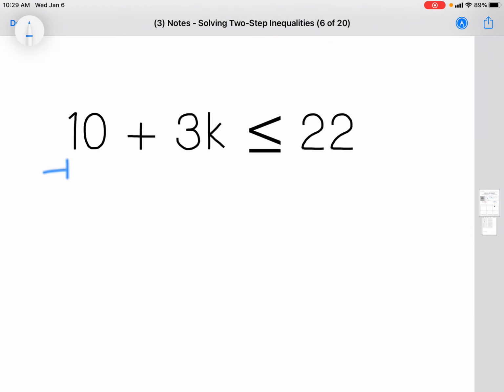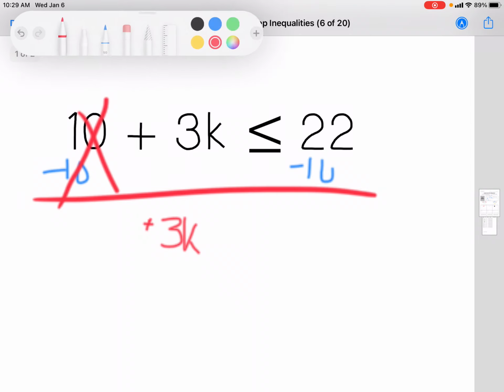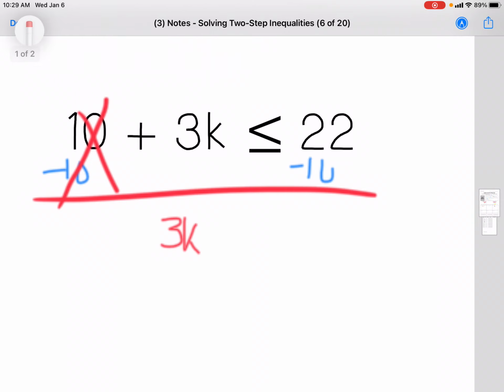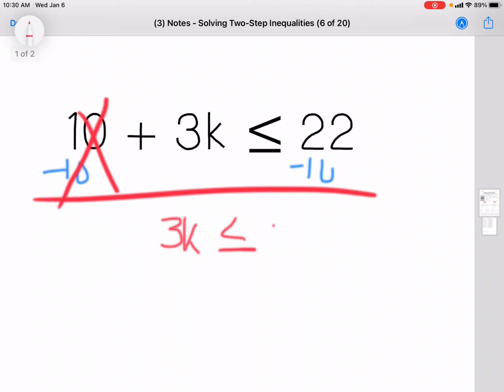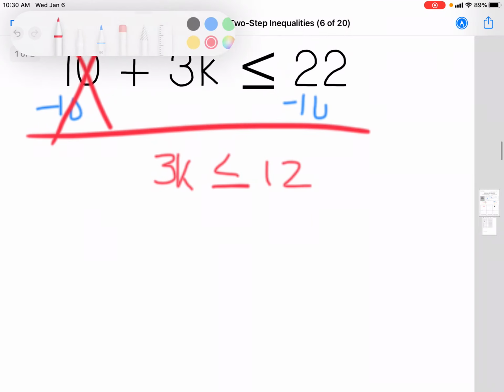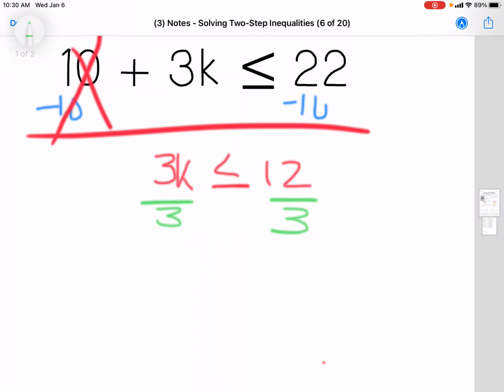Like terms, so we're going to subtract 10 from both sides. You're left with 3k. Why did I get rid of the plus sign? Because it's not needed, okay? That means positive 3k, which is the same thing as leaving it off. I feel like most of you know that by now. Is less than or equal to 12. Next step, divide by 3. You're left with k is less than or equal to 4.